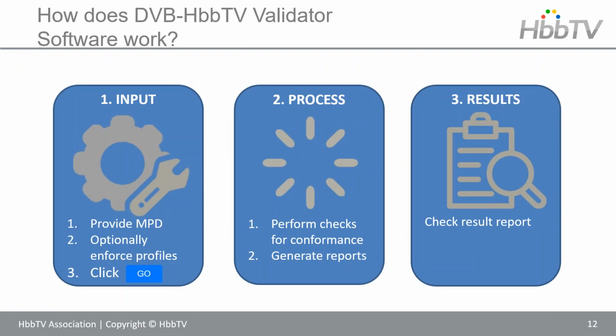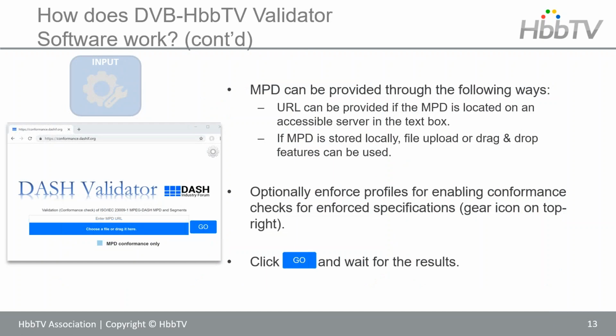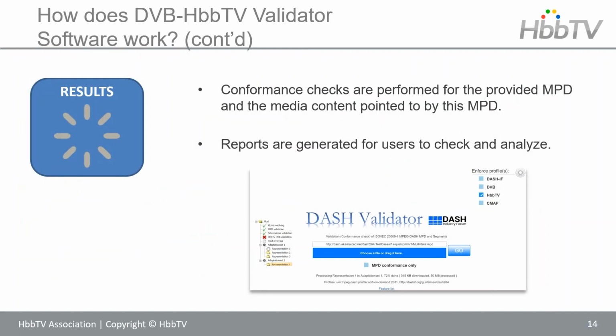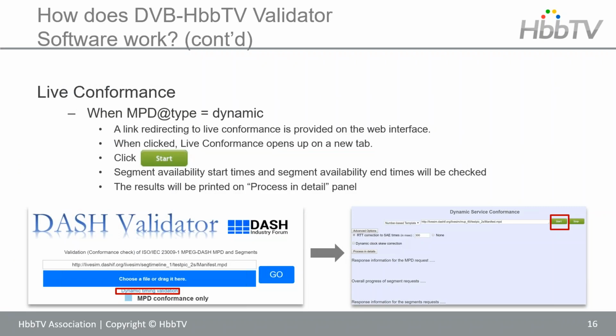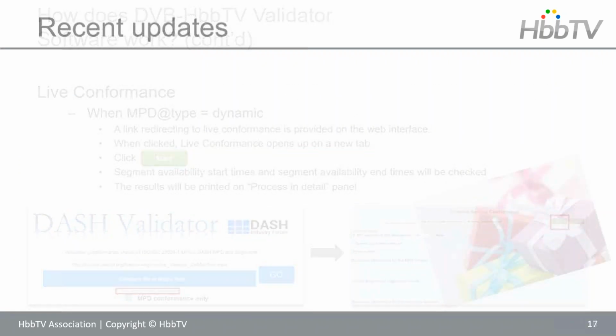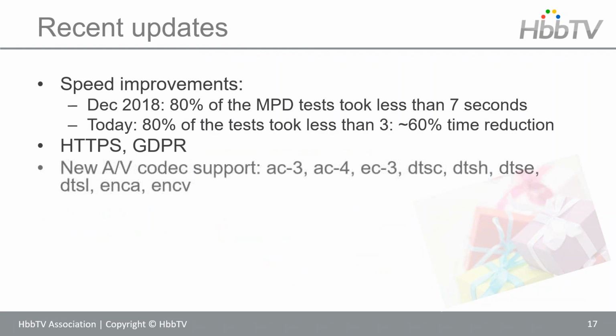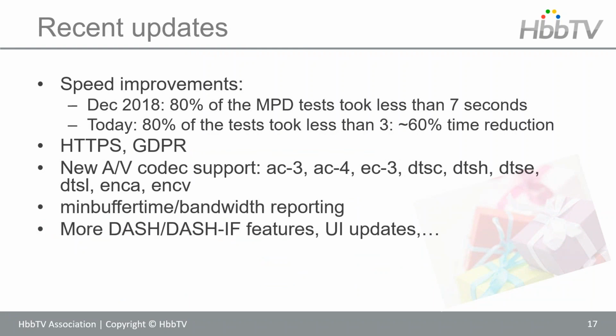Okay, so we've already gone through how the input is done, the processing. So we've seen all of this, how the results are shown, the different color codings, and we saw this dynamic type MPD testing as well. So what are the recent updates? By the end of last year, 80% of our MPD tests were taking almost 7 seconds to complete, and recently we've done some speed improvements. So now 80% of our tests are taking less than 3 seconds. So we have got almost 60% reduction of time.